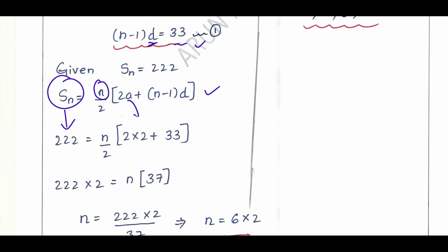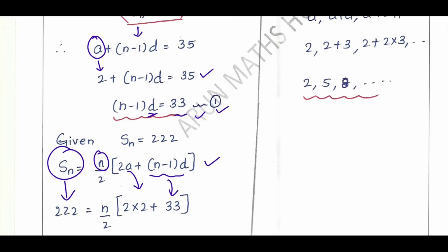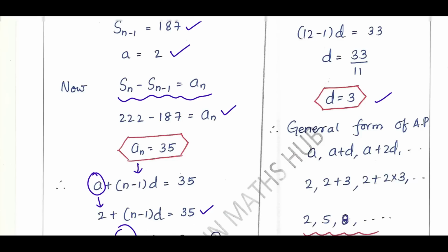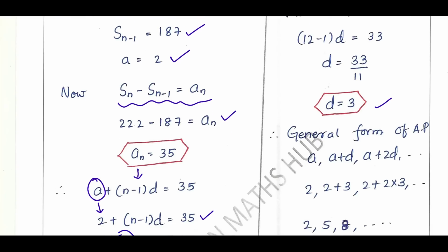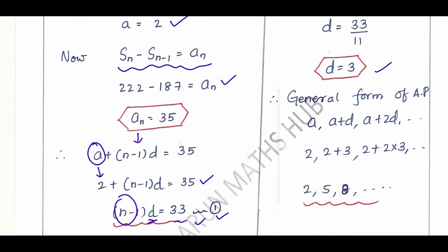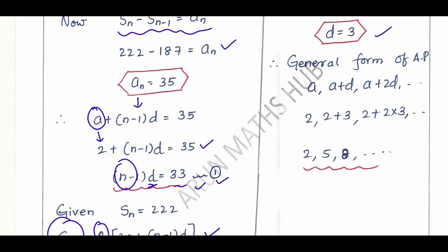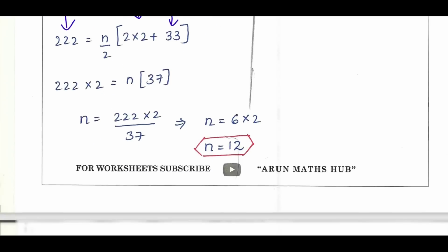That is, substitute the value of a. What is the value of n minus 1 into d? It is 33 from equation 1. Simplifying, we get n as what? 12. Now substitute the value of 12 in this equation, we get d as what? 3. Now we got the value of d. Therefore, using the general form of arithmetic progression, a, a plus d, a plus 2d and so on, the required arithmetic progression is 2, 5, 8.